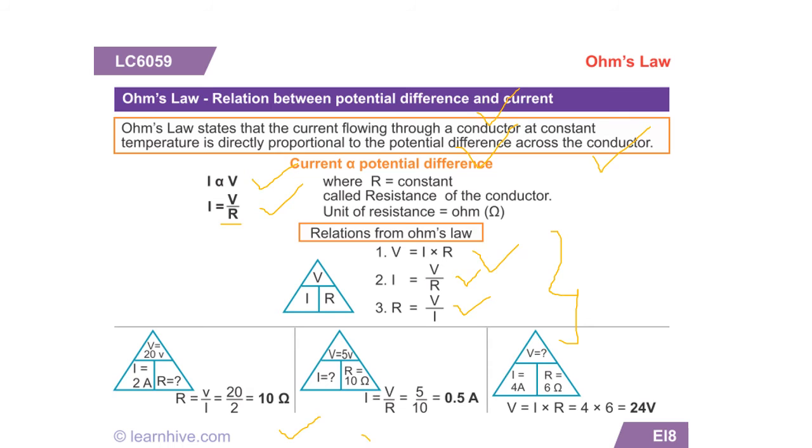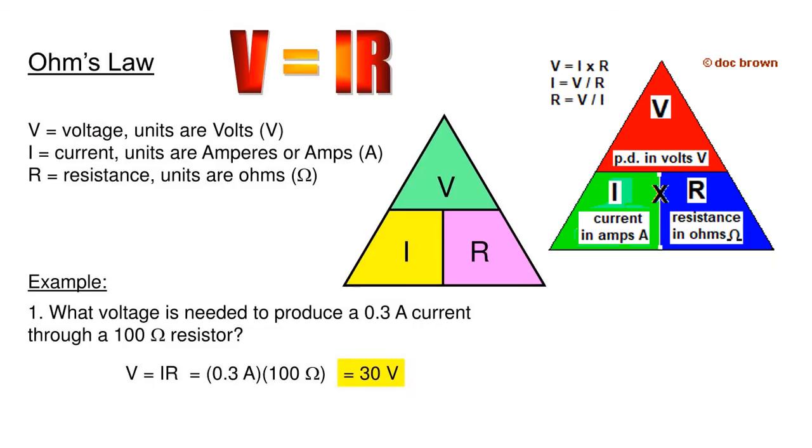Here they have given three examples of how to calculate. For example, V is given, I is given, and R is not given, so by applying this formula, you can find it. Here I is not given, V is given, R is given. You apply the formula and you'll get it. The same goes when you have to find V, the potential difference. You have to remember this triangle. When you know this triangle, you can very easily solve any kind of numerical.